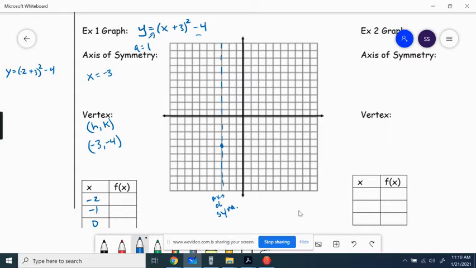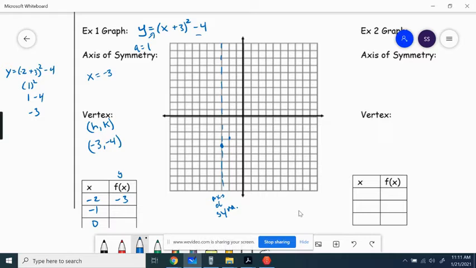So we have -2 plus 3, that is 1. 1 squared is 1, minus 4 is -3. So when x is -2, my f of x, or my y, same thing, is -3. Okay, so that means I have a point at -2, -3. Down 1, 2, 3. And look at that.